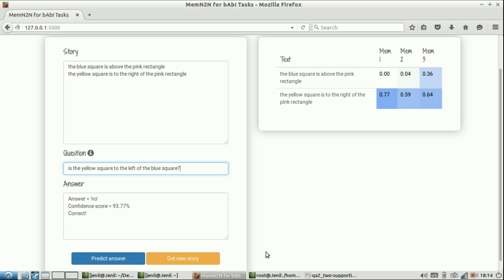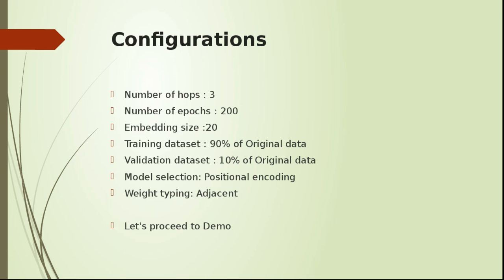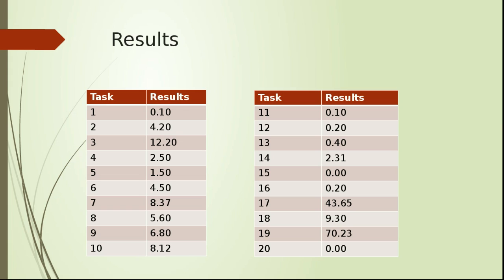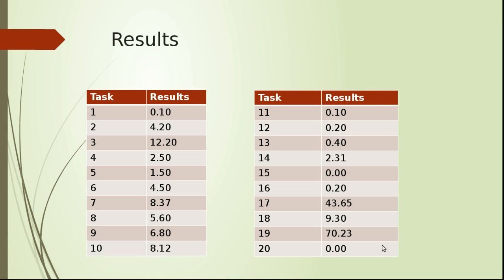So I'll show you the results on all the 20 tasks. These are the results I have obtained on all the 20 tasks. Some of the tasks give very good performance with very low error rates. These are all error rates, but a few of the tasks are horrendous. For example, task 19 is the pathfinding task, and we get 70.23% error rate. It's one of the most difficult tasks. Currently research is going on to improve accuracy on task 19.